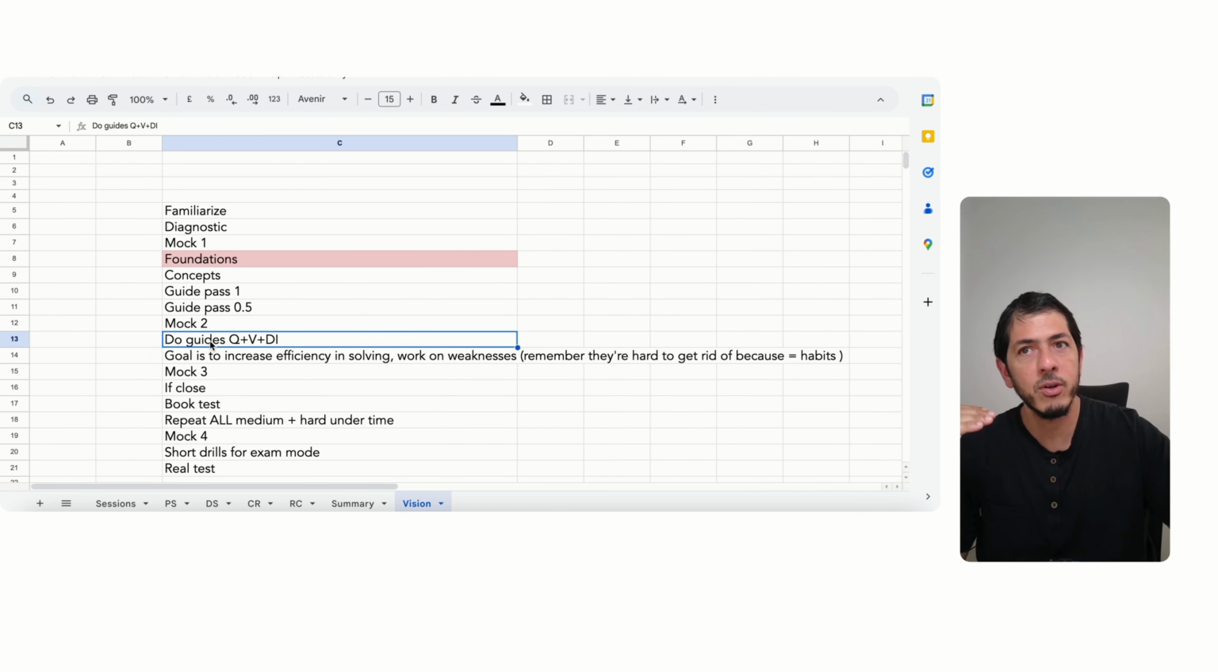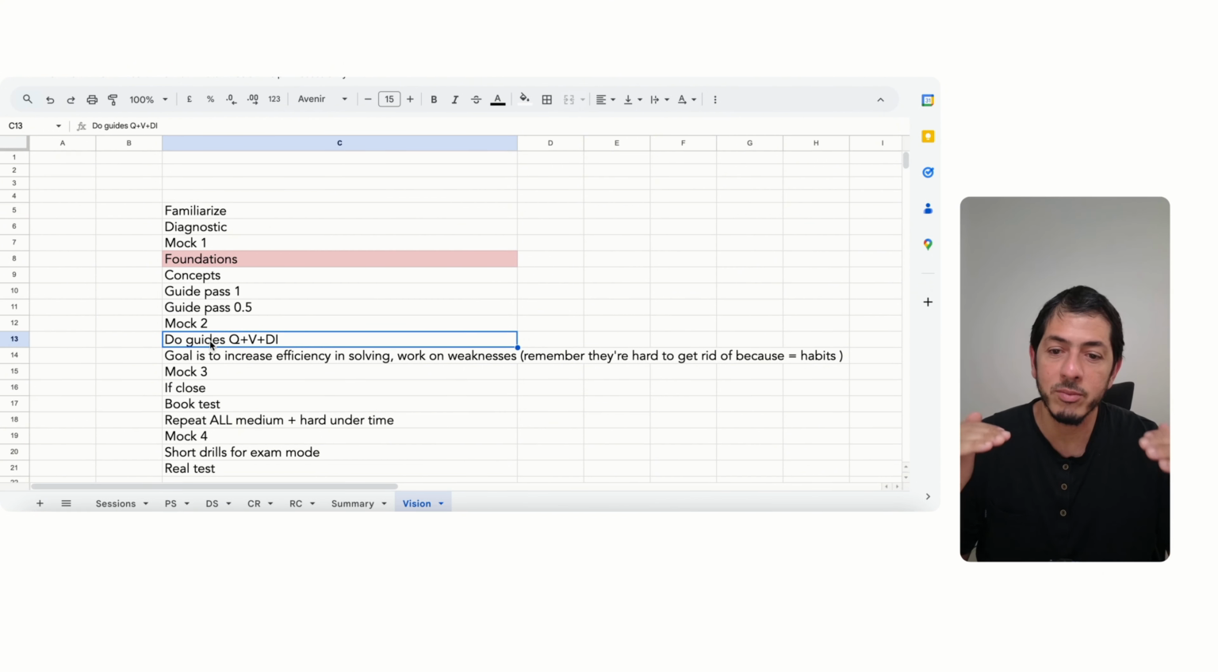If you feel like you're close to the target score and you're close to that high quant score that you want, then you can book the test. Then you can repeat all the medium and hard problems in those extra guides again, and then take mock test 4.